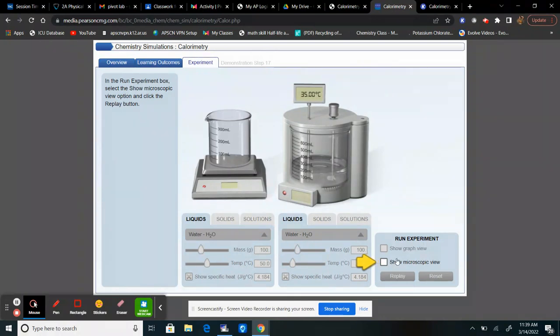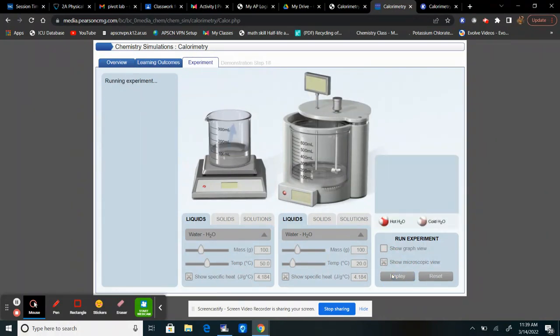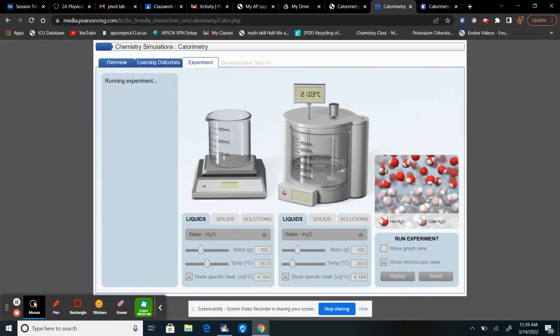But let's look at this. Let's look at the microscopic view and see what's going on here. You can see that our hot particles are these bright red, and the cold particles are these pinkish ones. And you can pick any dark red one, and you will see that they will eventually become pinkish. And that's showing that transfer of energy.